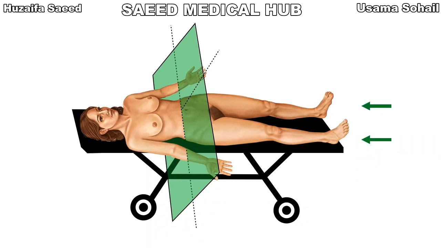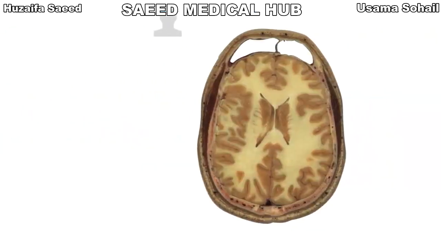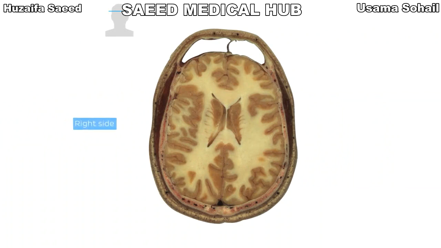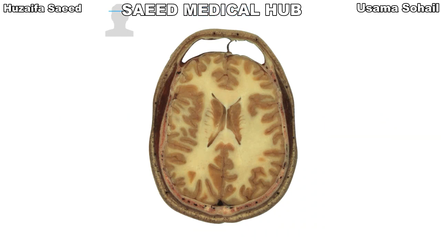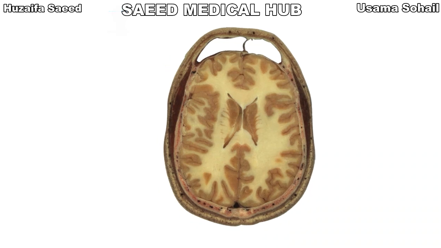Also, it should be noted that the patient is always lying on their back. Therefore, this side of the image is the right-hand side of the patient's body, and this is the left-hand side. Over here we have the anterior or the front of the body, and at the bottom of the screen is the posterior aspect where the patient's back is. So when we study cross-sections, always keep in mind the right side of the image is the left side of the body, and the left side of the image is the right side of the body.